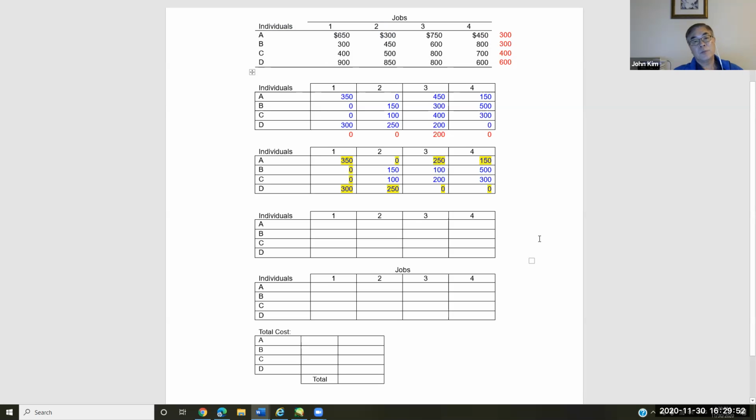The number of lines to cover all 0s is 1, 2, 3. But n is 4. So this does not satisfy the number of columns or rows, so we need another step. Among the numbers not covered by a line, subtract the smallest. So I will subtract 100 from these numbers. Numbers covered by a line, don't touch, just copy.